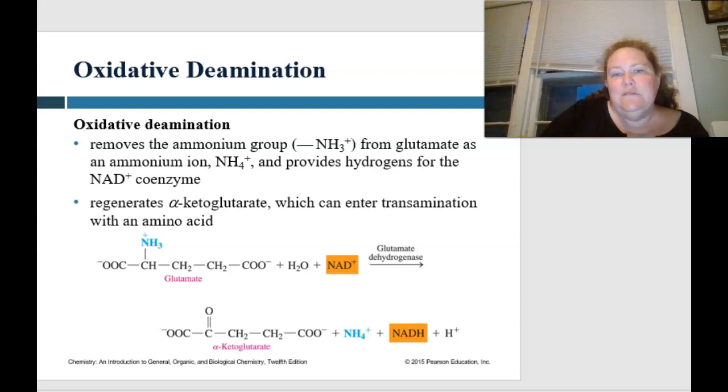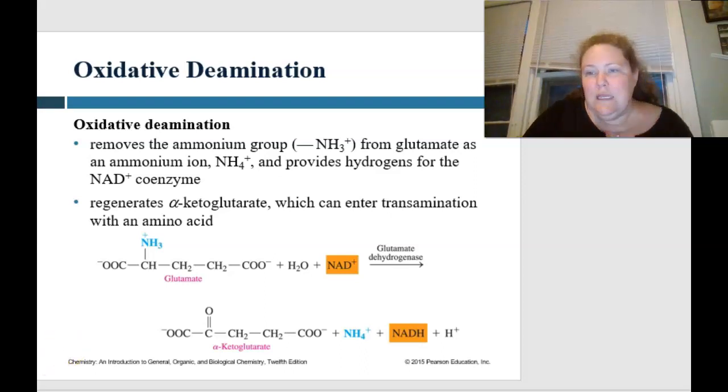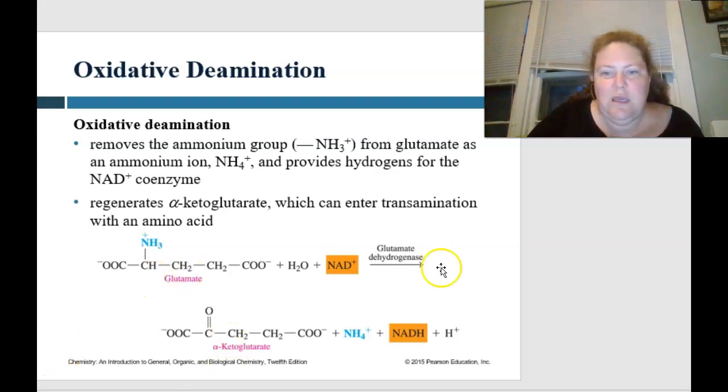So in oxidative deamination, this is going to remove the ammonium, or the NH3 group, from glutamate as an ammonium ion, NH4+, and it's going to provide hydrogens for the NAD+ coenzymes. This is then going to act to regenerate the alpha ketoglutarate, and then this can enter into the transamination with an amino acid. So again, here's that pathway drawn out. You have glutamate, then you have your glutamate dehydrogenase, I'm sorry, dehydrogenase. That's the enzyme that's doing the reaction, and you're going to be forming alpha ketoglutarate, etc.